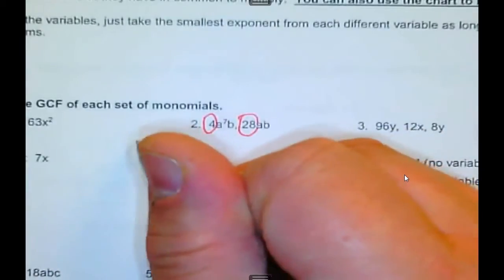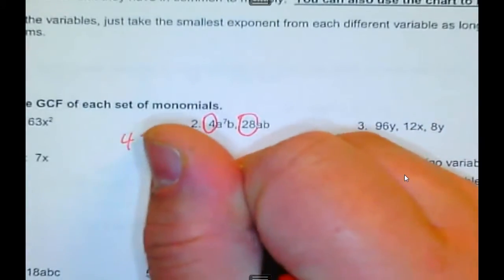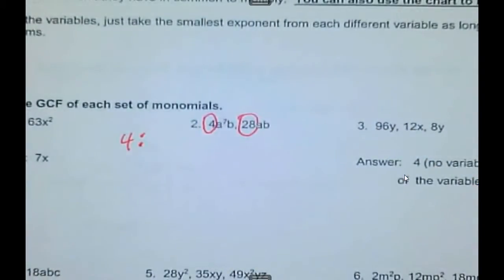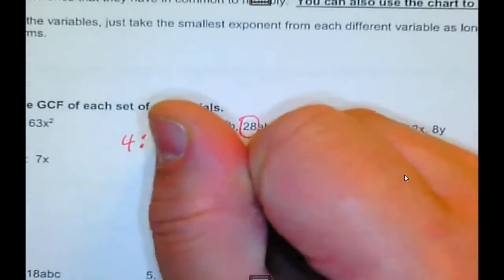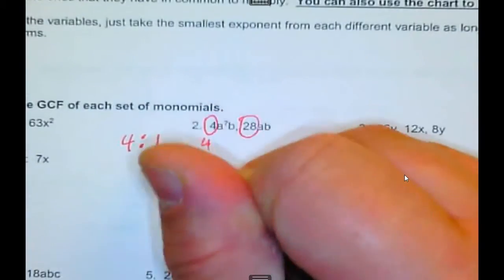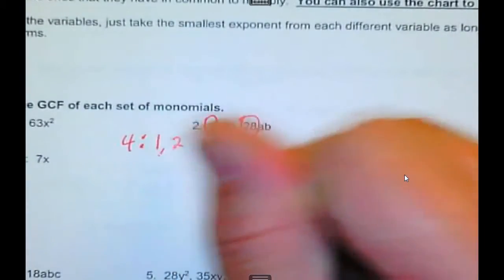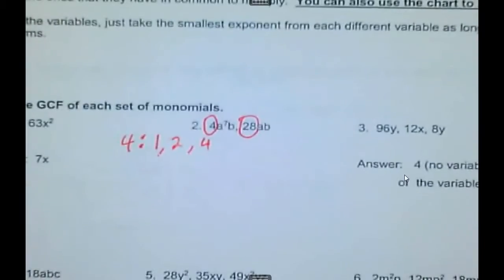Okay, what are the factors of 4? In other words, give me two numbers that I multiply together to give me 4. 1 and 4. And 2 times 2. So those are my factors of 4.